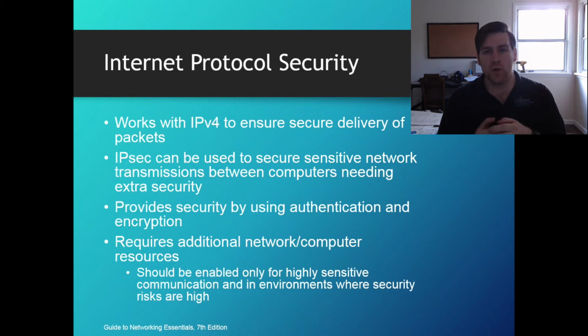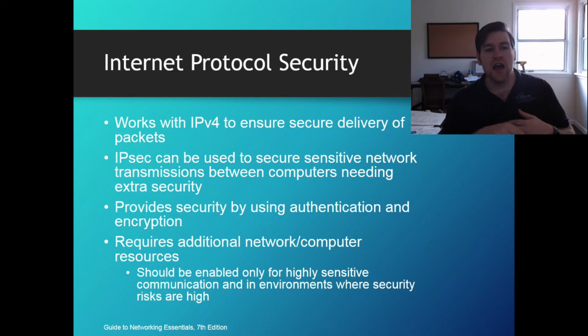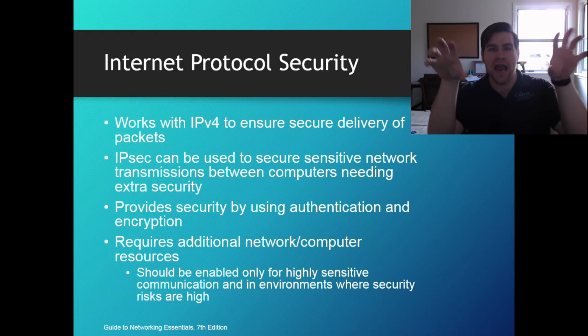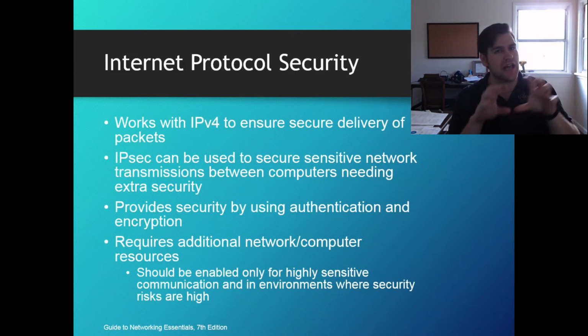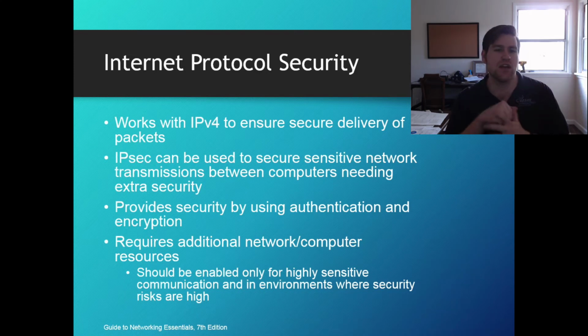IPsec is used with IPv4. We know IPv6 actually has built-in security, so there is no IP security for IPv6 because it's built right in. Encryption happens with IPv6 automatically, whereas IPsec is essentially designed just to encrypt data and have a password, or what's known as a pre-shared key, configured on either end of a communication to allow a secure link from point A to point B.